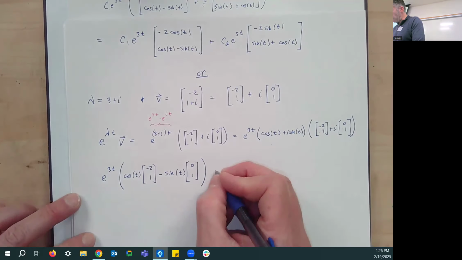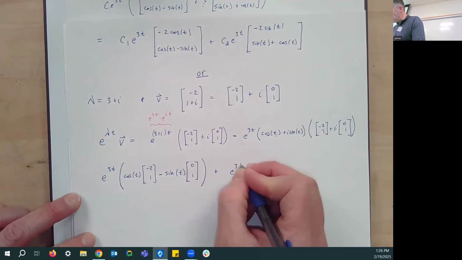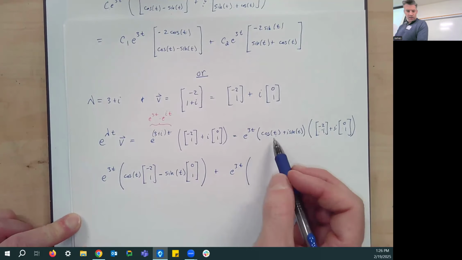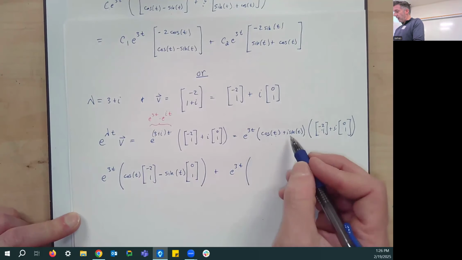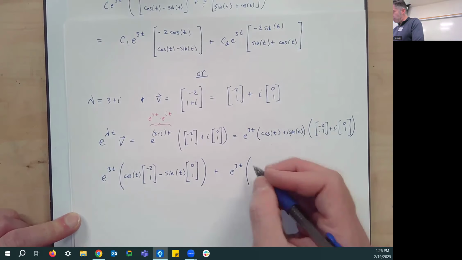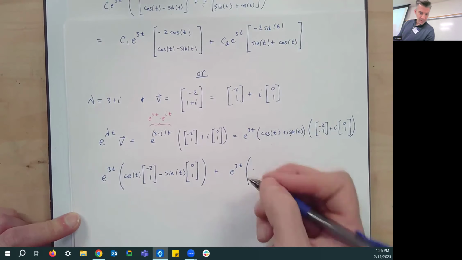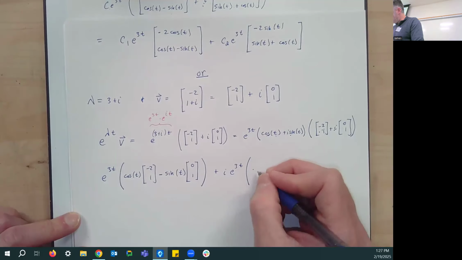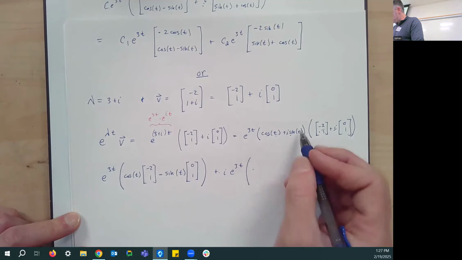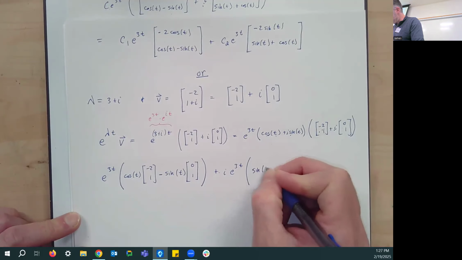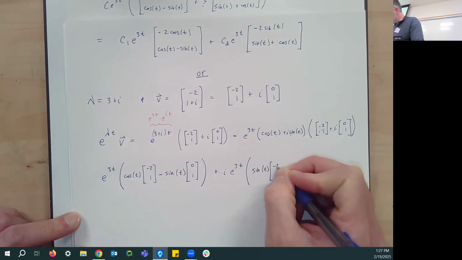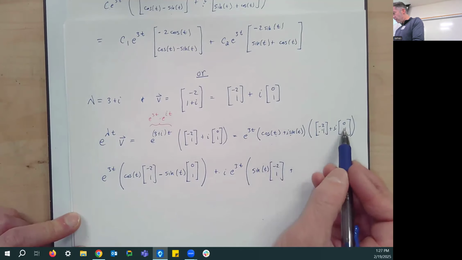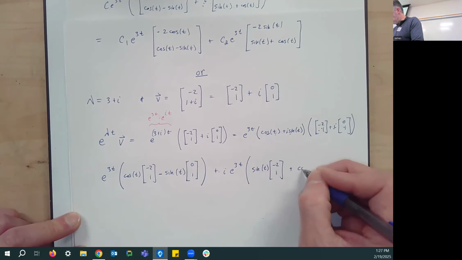So for the other part, we're going to have e to the 3t times, let me write through it. We're going to have i sine times negative 2, 1, and I'm going to pull out the i as well. So we're going to have i times sine times negative 2, 1, plus i times 0, 1 times cosine. And again, the i has been pulled out.